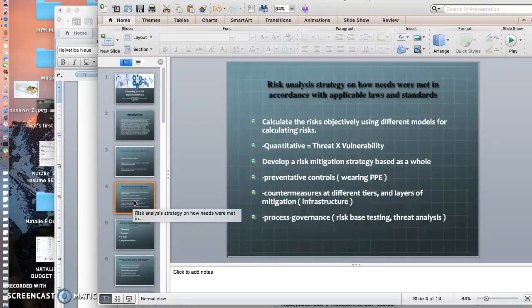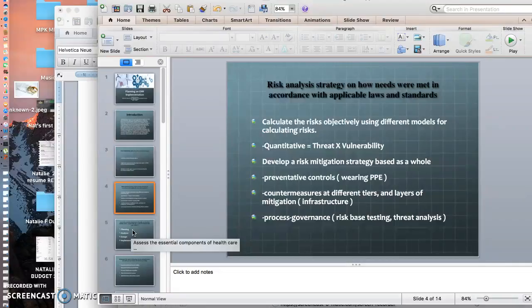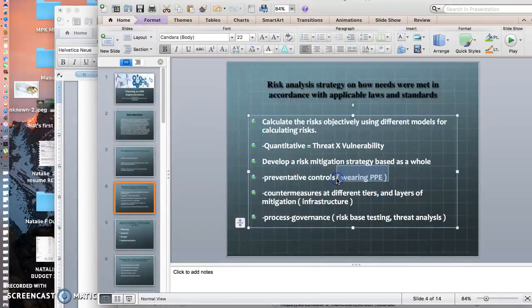Risk analysis strategy and how needs were met. Calculate the risk objective using different models for calculating risk. Quantitative equals threat times vulnerability. Develop a risk mitigation strategy based as a whole. Preventative controls. Countermeasures, different tiers and layers of mitigation and process governance.